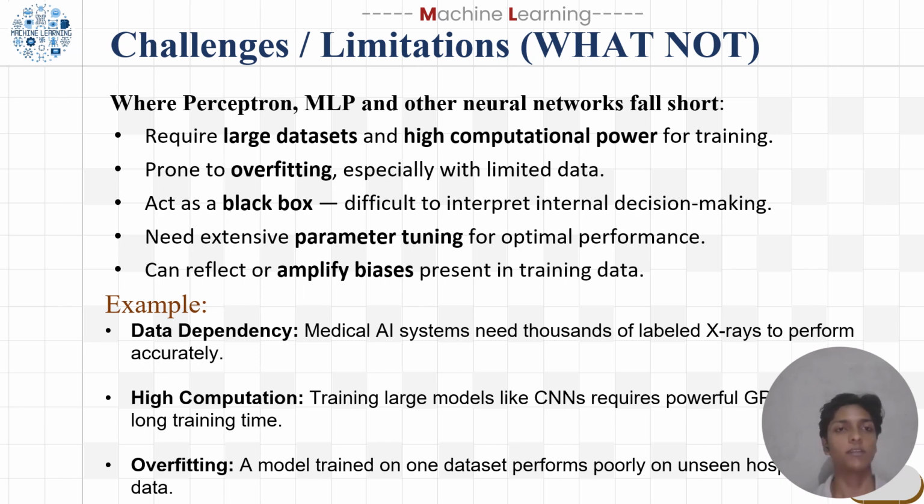For example, in data dependency, medical AI systems need thousands of labeled X-rays. For high computation, training large models like CNNs require powerful GPUs. And concerning the overfitting, a model trained on one dataset performs poorly on unseen data.